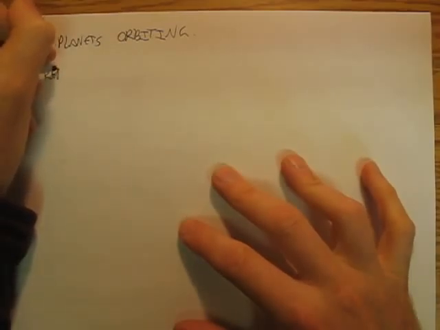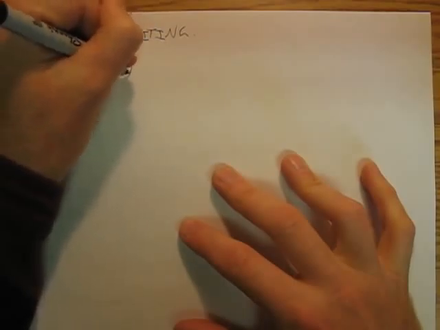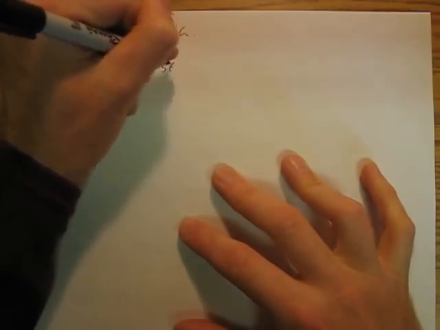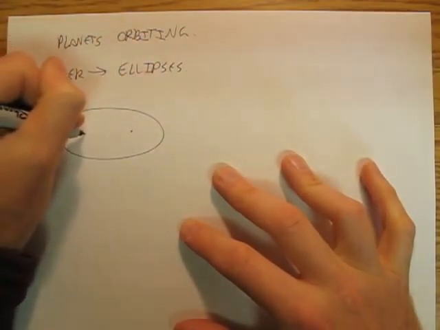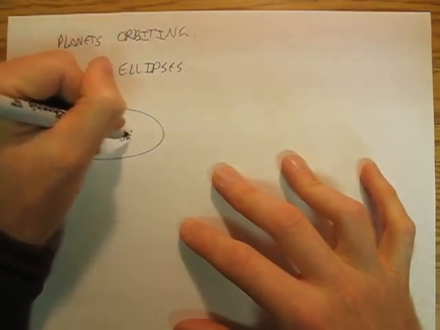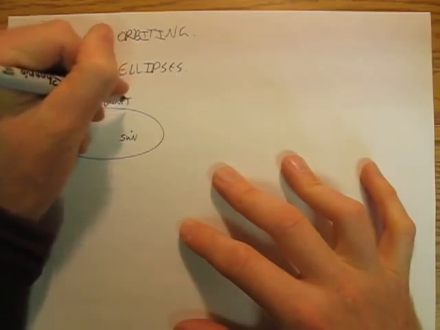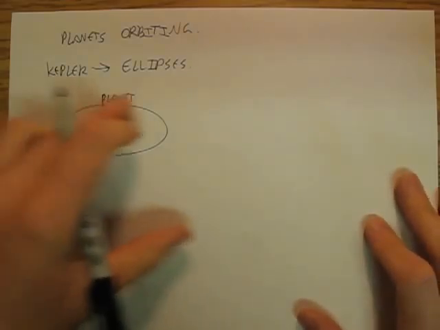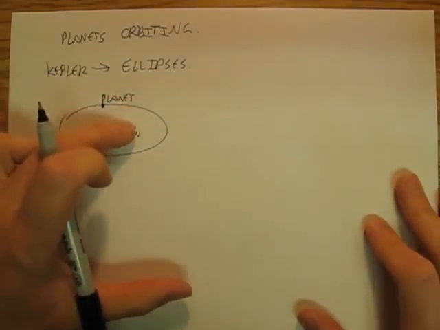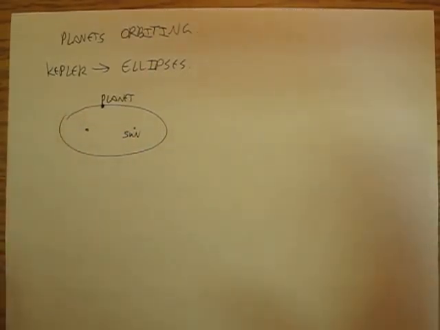Okay, so Kepler figured out that it's all about ellipses. What he said was that planets orbit around the sun along ellipses with the sun at one of the foci. So it's really all about ellipses.